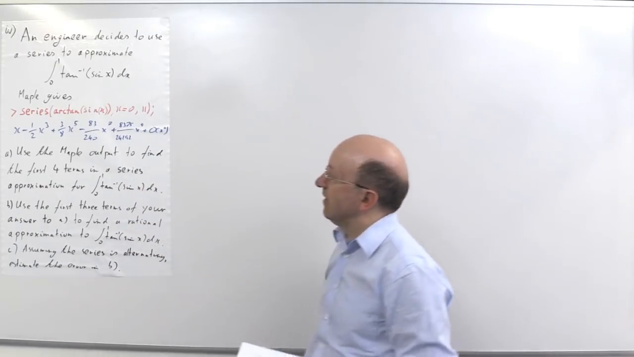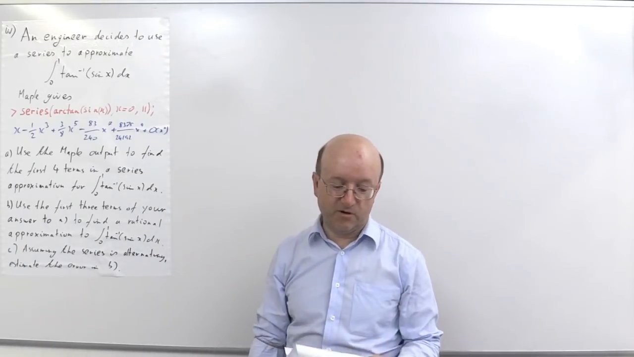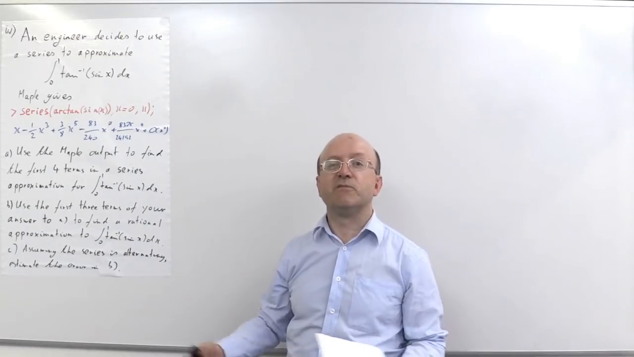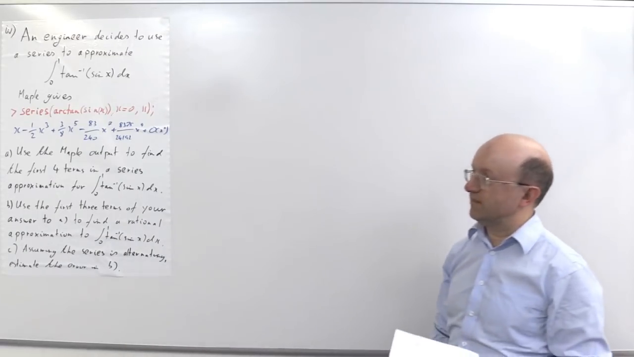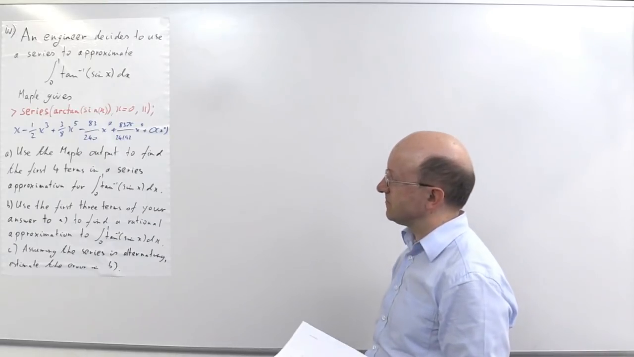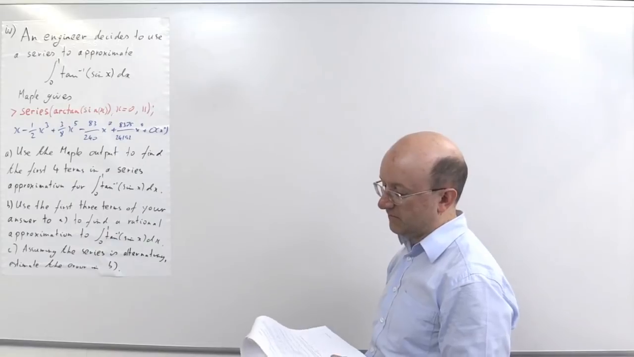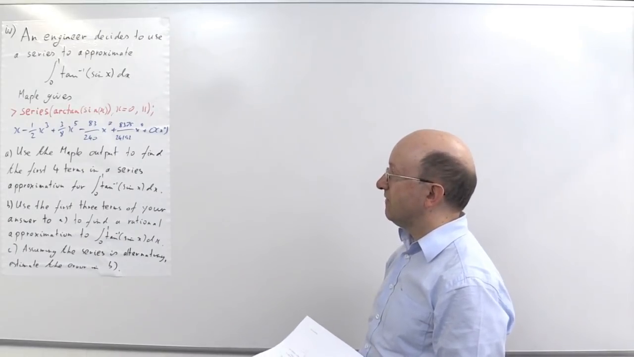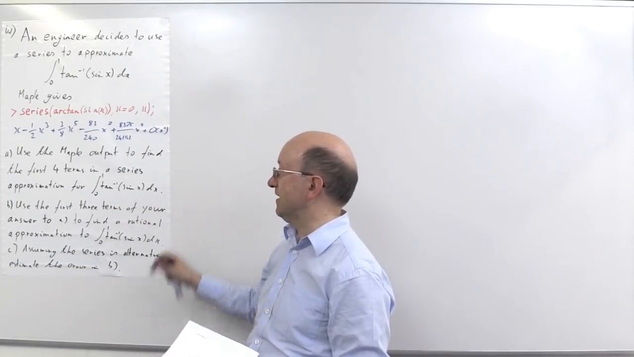x minus half x cubed plus 3/8 x to the fifth minus, and then lots of really more annoying terms. Obviously we don't expect you to check that. The question didn't say that, but none of you will be daft enough to try and do this. And the question then says, well, use the Maple output to find the first 4 non-zero terms in the series approximation for the integral from 0 to 1 of tan inverse of sine.